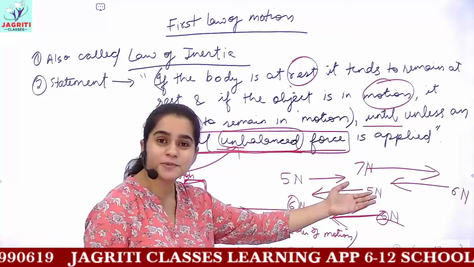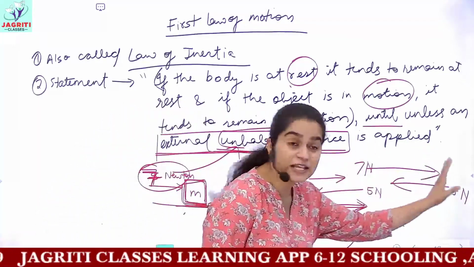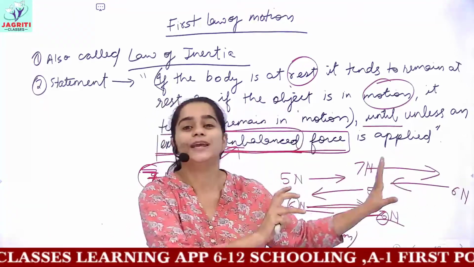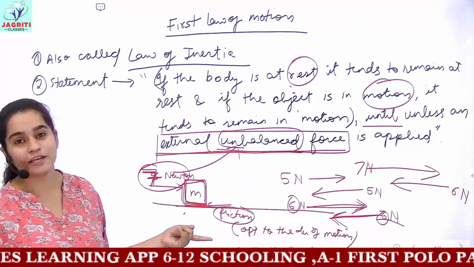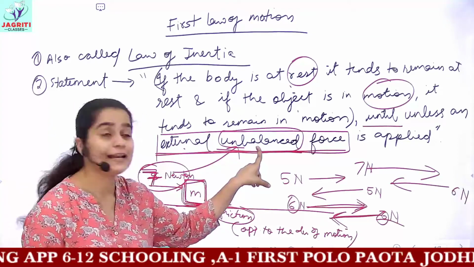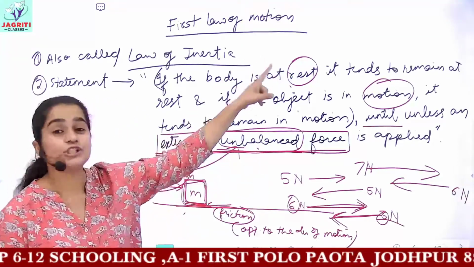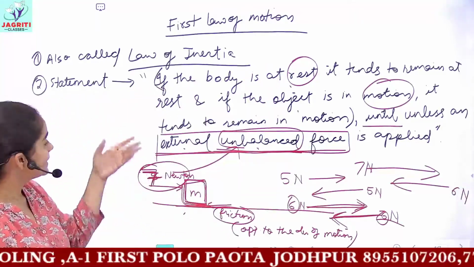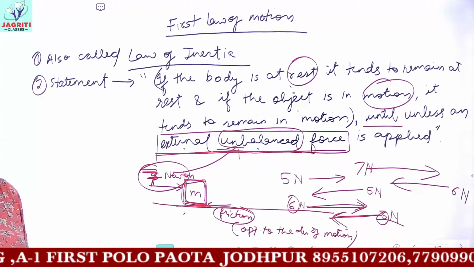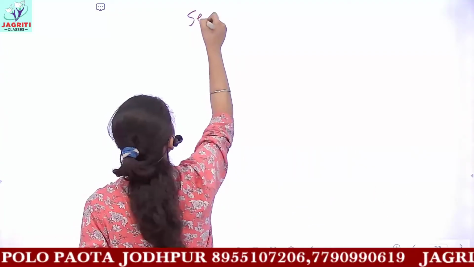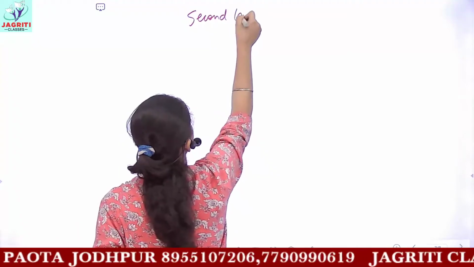So what do you observe? When you apply a force of 7 Newton which is greater than the friction, the box starts moving, your object starts moving. So you have to apply an external unbalanced force if you want to change the inertia of that object. So this is an example for the first law of motion. Now next move on to the second law of motion.